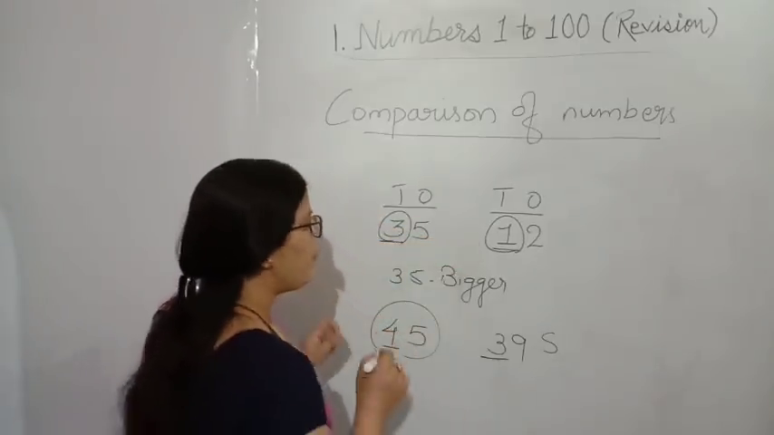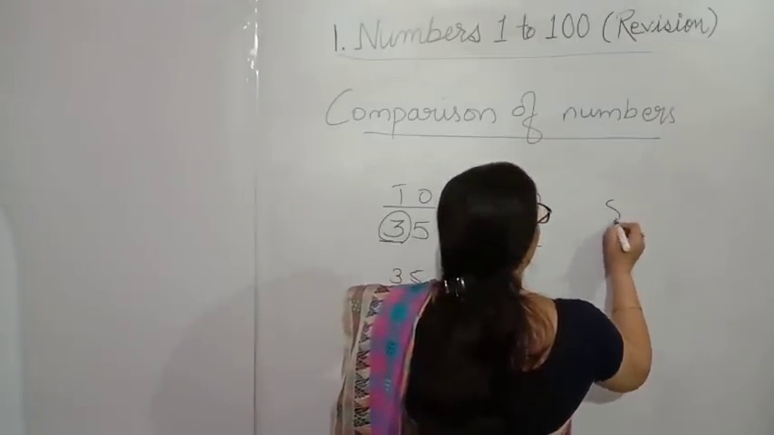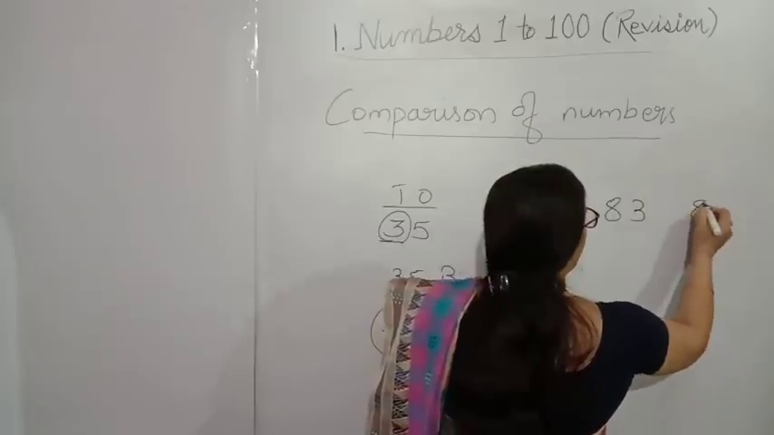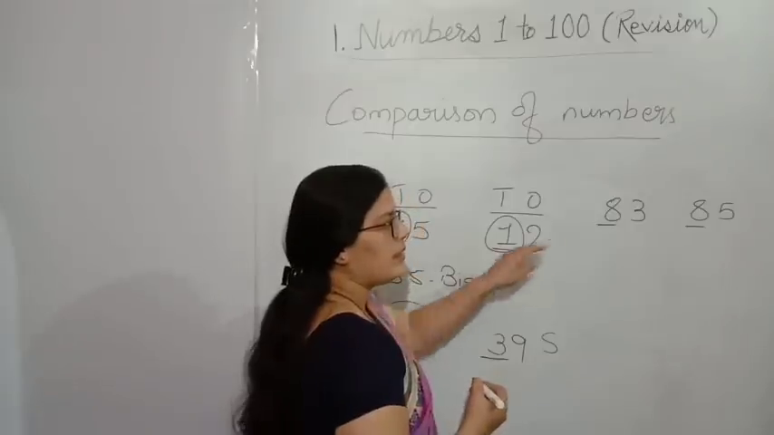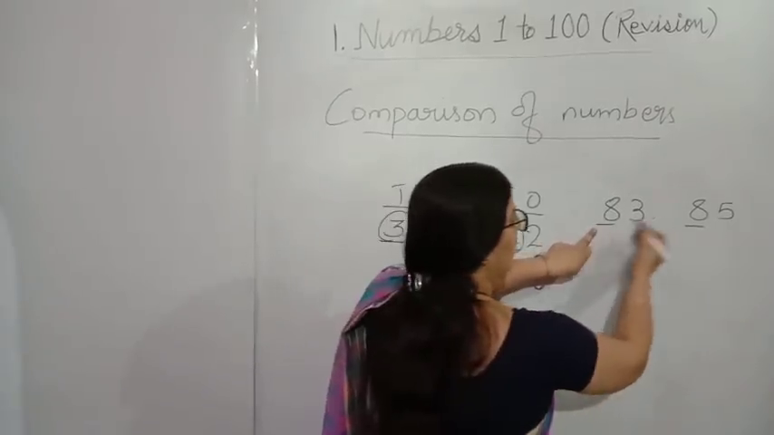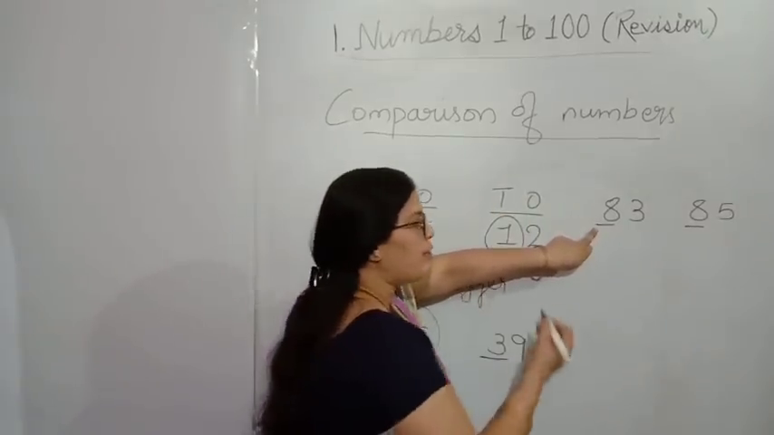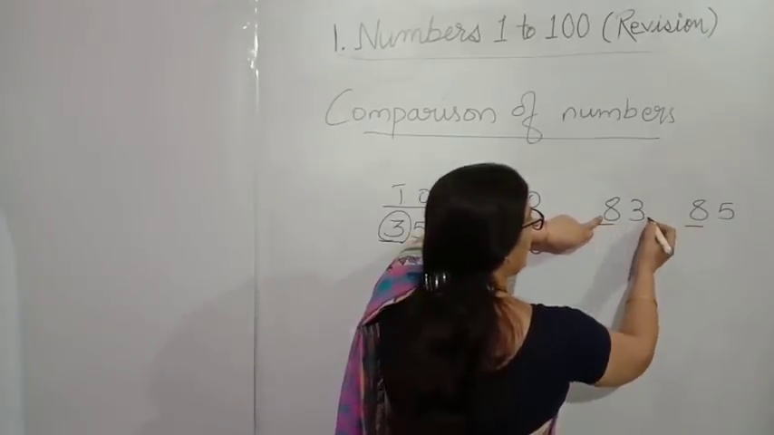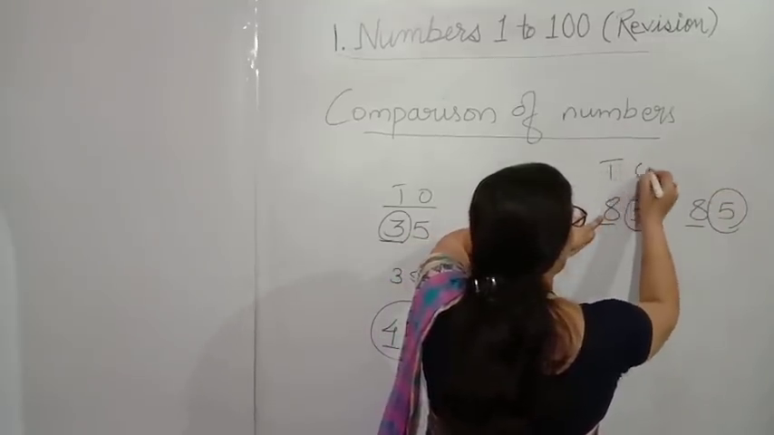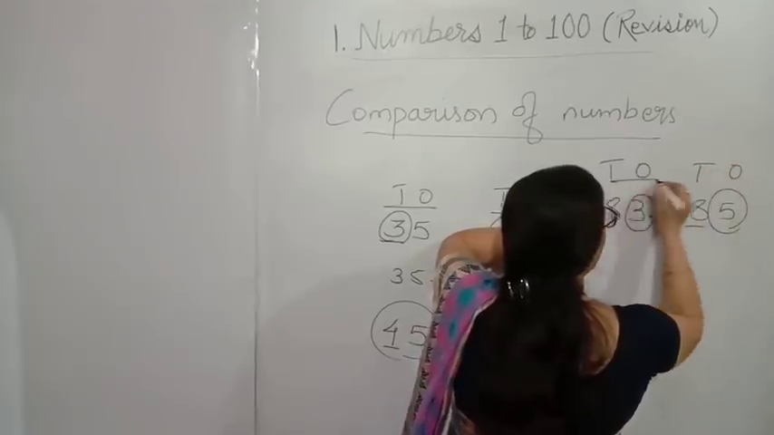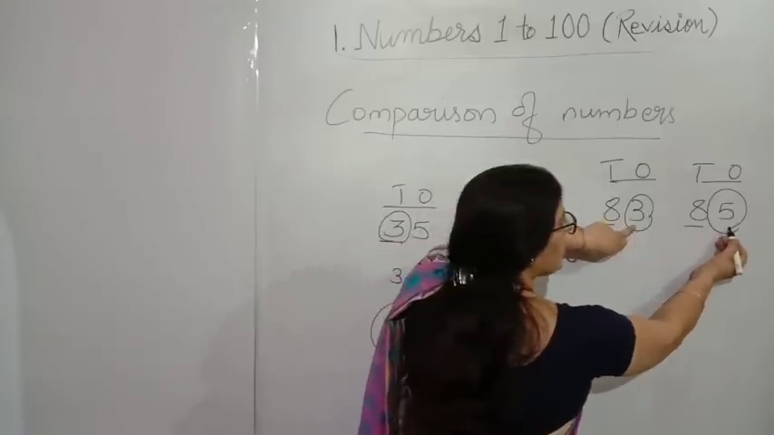Now if tens place is the same, for example 83 and 85, what is at tens place? The digits are the same. Here it is 8 and in this number also the tens place is 8. Now how will you compare? If tens place is the same, we have to compare ones place. Here the ones place is 3 and here it is 5.